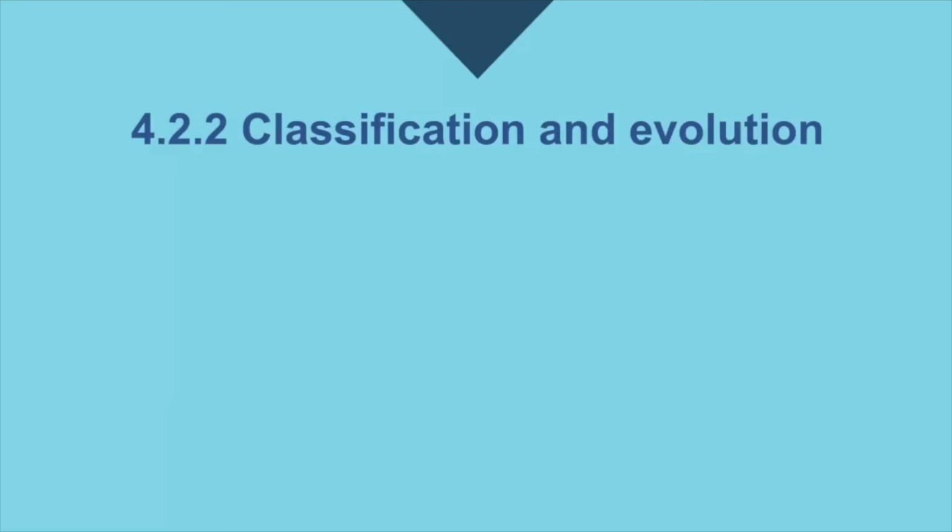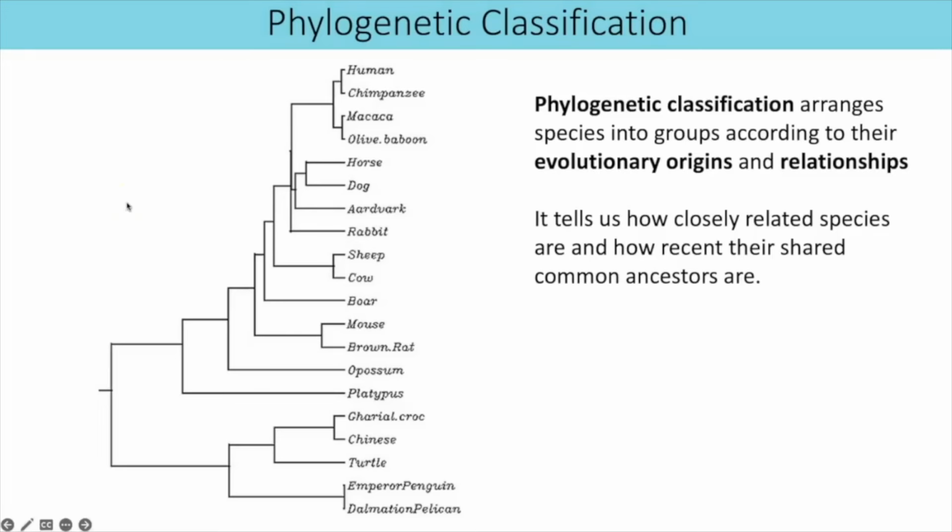Next, we move on to classification and evolution. The first type of classification we're going to look at is phylogenetic classification. And this arranges species into groups according to their evolutionary origins and relationships.